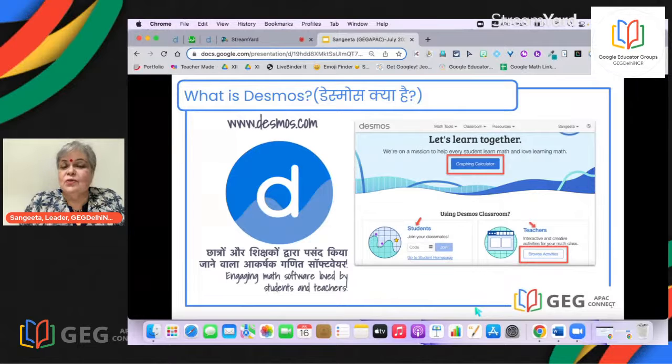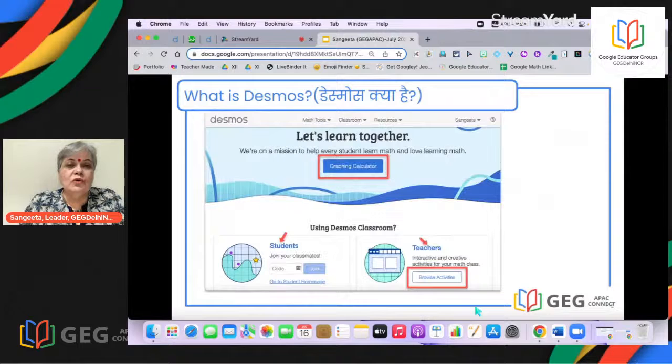It also has many other features, and we are going to be talking about two of them: the graphing calculator and the Desmos classroom activities. If you go to the Desmos website, that is desmos.com, simply that, you will find a page like this, and on the right at the top, the tab will show you various options.